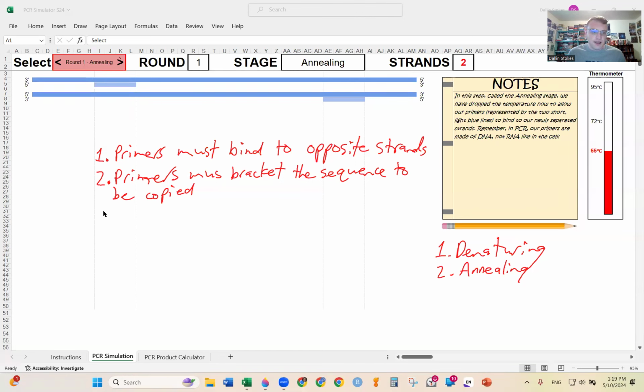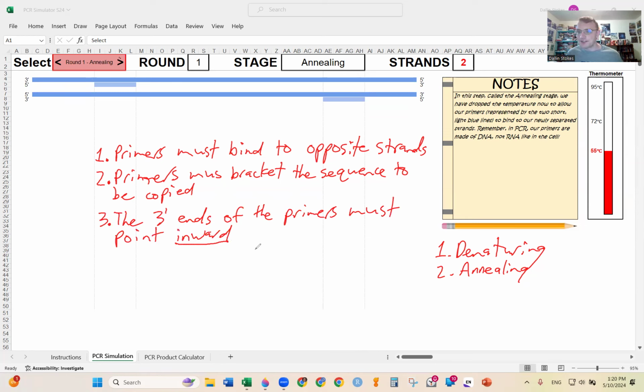Rule number 3 is probably one of the trickier ones to keep track of. The 3' end, or the 3' ends of the primers must point inward. Or in other words, they must point towards each other.